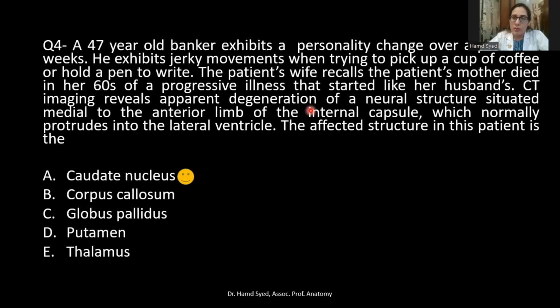When we talk about such movements, we usually consider them to be chorea. And you know that Huntington's chorea is the hyperkinetic disturbance in which the part of the brain which has been affected is the striatum, that is mainly the caudate nucleus. So answer A is the answer to this question.